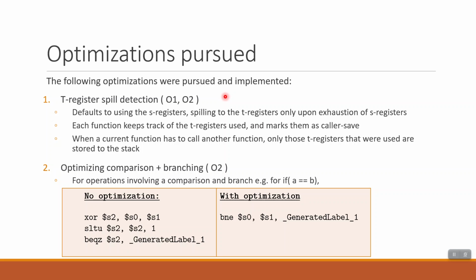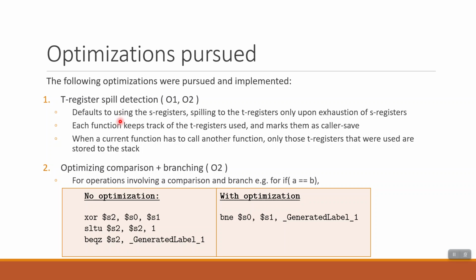Some of the optimizations I pursued were, firstly, the T register spill detection, which is enabled for the O1 and O2 levels. The register allocation in my compiler is quite simple. It defaults to using the S registers and spills to the T registers upon exhaustion of the S registers.